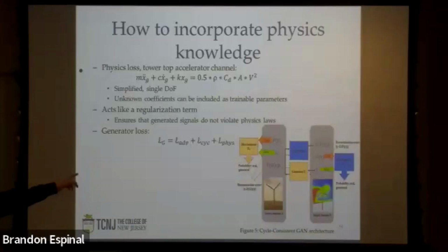This is just another thing that we add to the generator loss, right? So we have the discriminator loss, the cycle loss, and now we have the physics loss. And hopefully all these losses accumulate into it actually focusing in on the exact thing that we're trying to do, which is this translation between the domains.